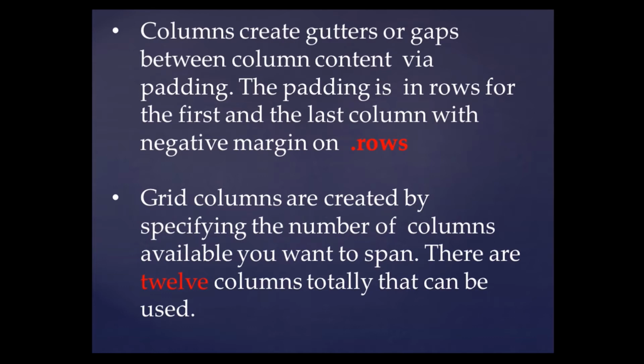Grid columns are created by specifying the number of columns you want to span. You know how to span a table. You have seen that in HTML, where you span certain columns and rows. And this is very important: there are 12 columns in total that can be used. So just remember that there are only 12 columns which you can span at maximum, but an infinite number of rows. This is a very important point to remember.